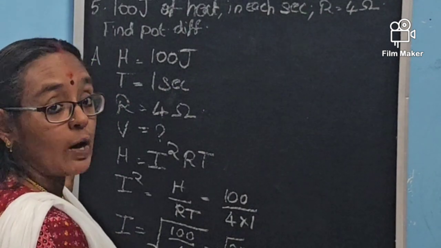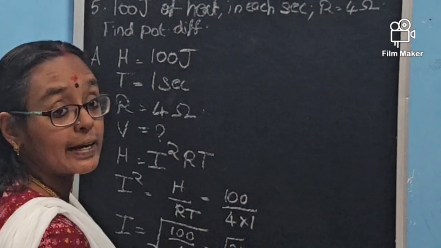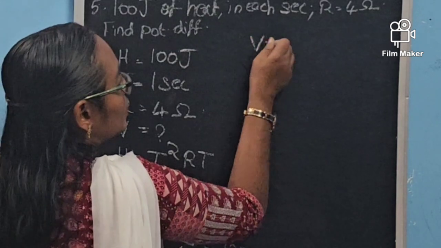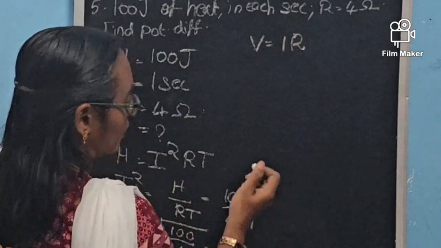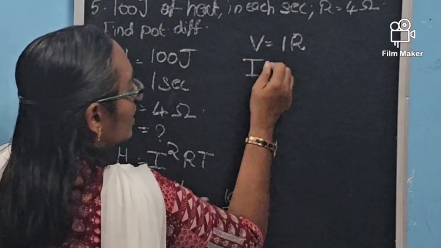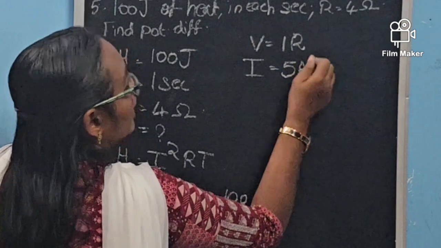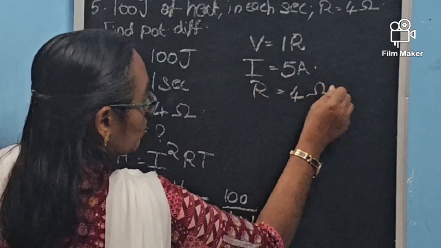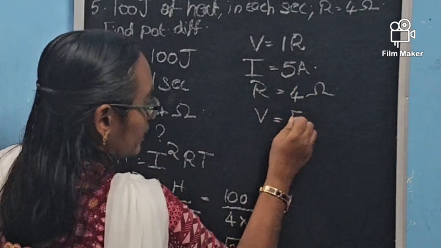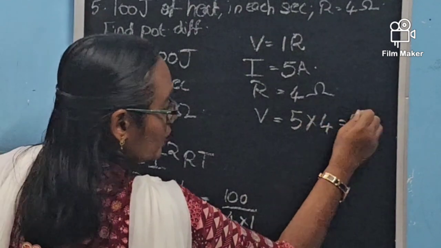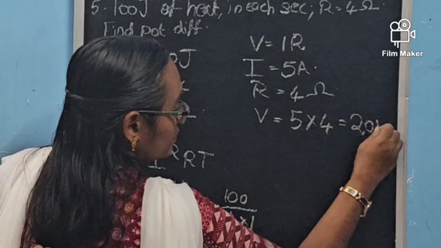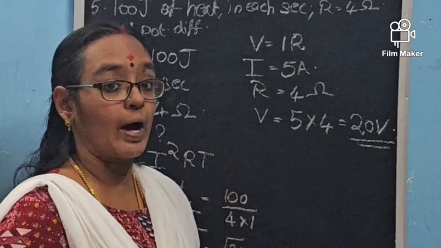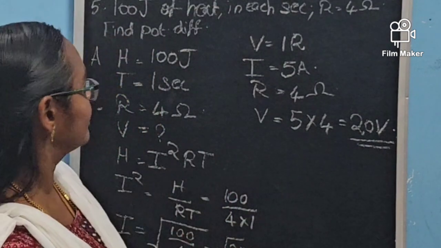Is there any relationship between the current and voltage? Yes, Ohm's law. V is equal to IR. I we know that, 5 ampere. And R we already know, R is equal to 4 ohm. So what will be V? V is equal to 5 into 4 is equal to 20 volt. This is how we have to solve this kind of problems.